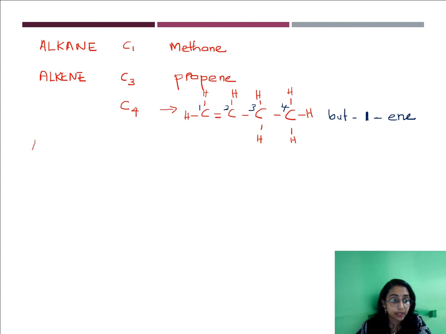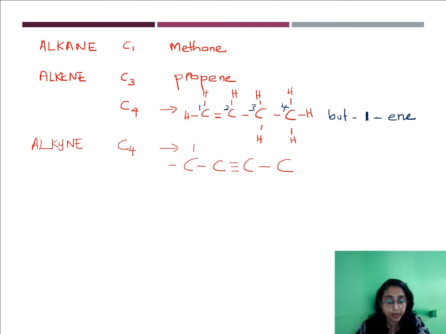Let's say I do it for alkyne now. C4. So I'm placing the 4 carbons in a row, and let's say I want to put the triple bond up here. The rest of the carbons I place with single bonds, and make sure each carbon has 4 bonds. Okay, now this will be the structural formula for the carbon form in alkyne.